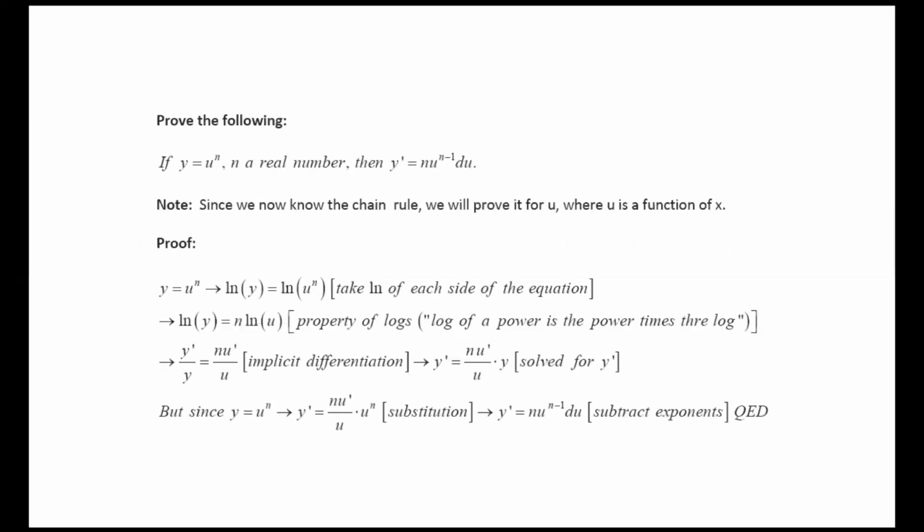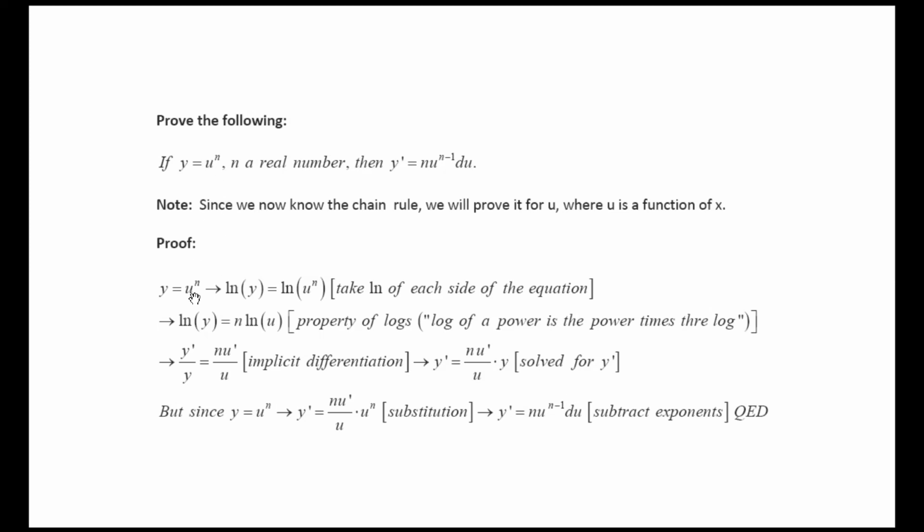So let's close with this. We prove that if y equals u to the n, and n is a real number, then the derivative is n times u to the n minus 1 du. We're doing it for u, not for x, because we now have the chain rule in our toolbox. And so let's go ahead and do it. Instead of just x to the n, we can do it for u to the n. So let's start with, given y equals u to the n.